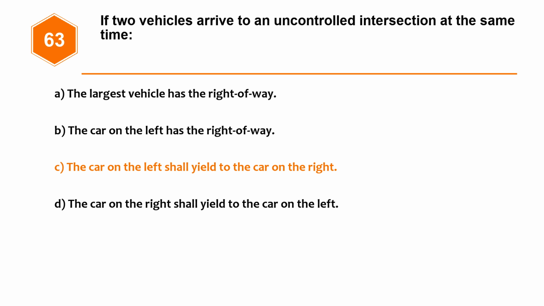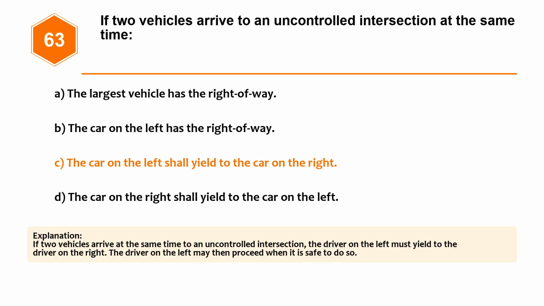The correct answer is option C, the car on the left shall yield to the car on the right. Explanation. If two vehicles arrive at the same time to an uncontrolled intersection, the driver on the left must yield to the driver on the right. The driver on the left may then proceed when it is safe to do so.